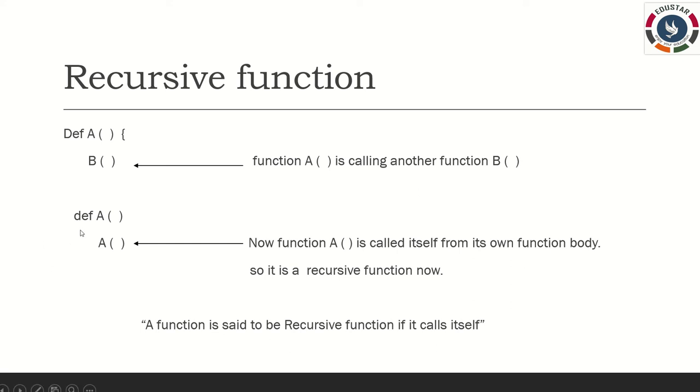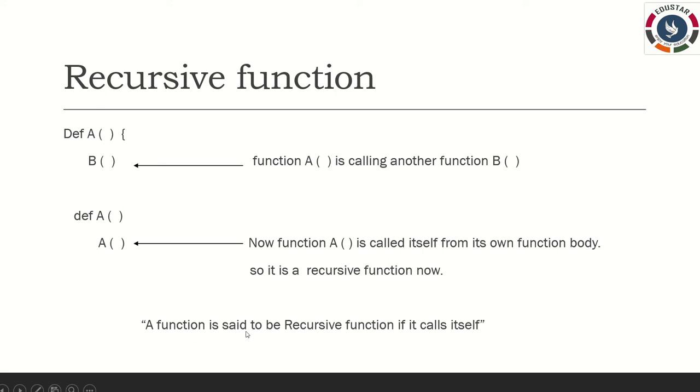Now see another example: def a. What is the function definition? What is the function name? It is a, and I create the function without parameters and open it. Now inside function a, I call the function again, with the same name. So function a is calling itself from its own function body. From its own body it is called again with the same name. That is the meaning of recursive. So it's a recursive function.